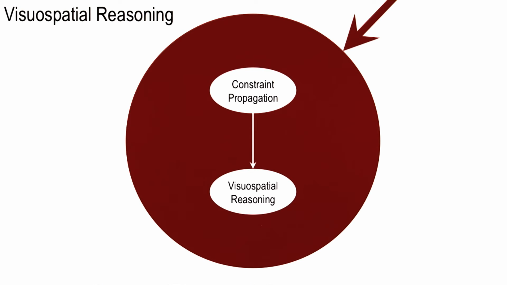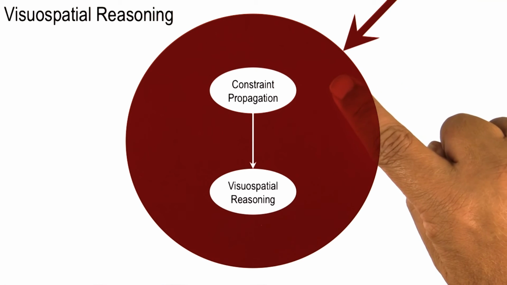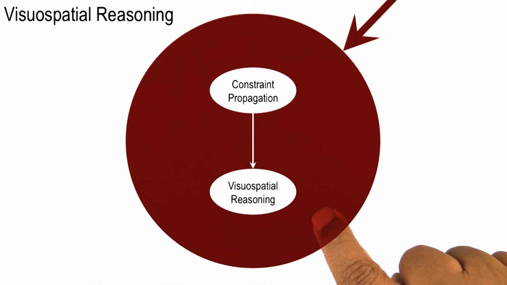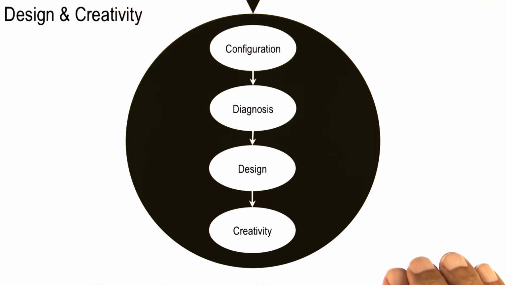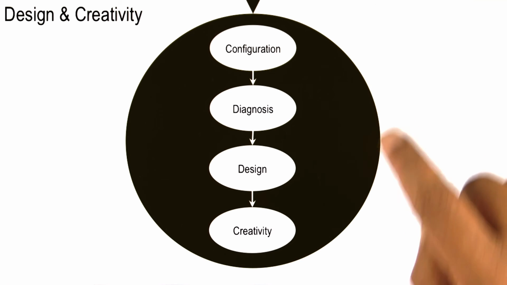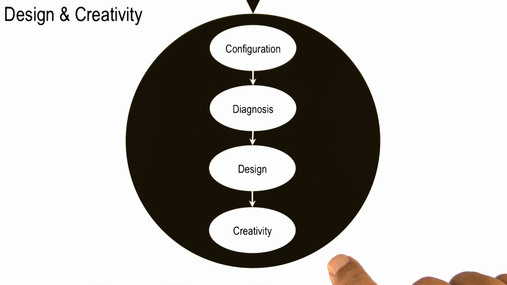Visuospatial reasoning pertains to reasoning with visual knowledge. As an example, I may draw a diagram and reason with a diagram. That's an example of visuospatial reasoning. In the context of visuospatial reasoning, we're talking both about constraint propagation and using that to do visuospatial reasoning. Design and creativity is the next topic in our course. We want to build AI systems that can deal with novel situations and come up with creative solutions. Design is an example of a complex task which can be very creative. We'll be discussing a range of topics in the context of design and creativity.